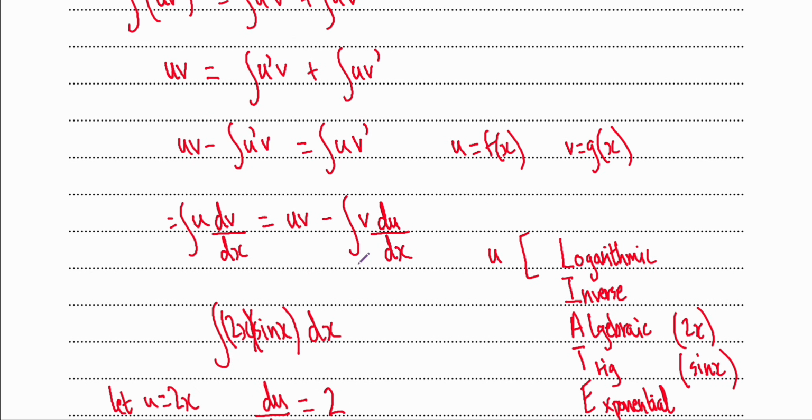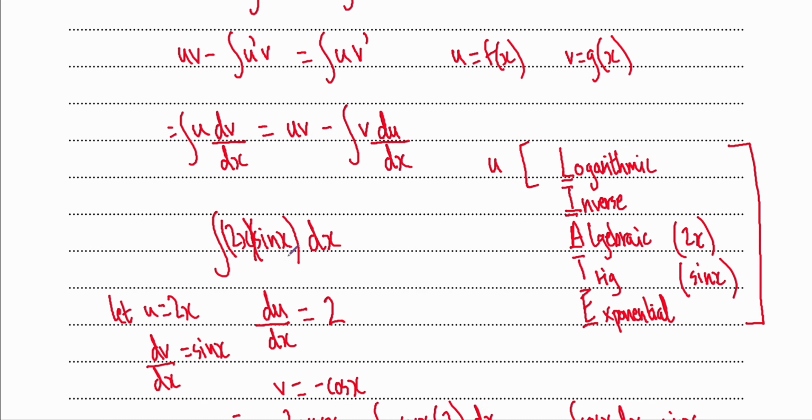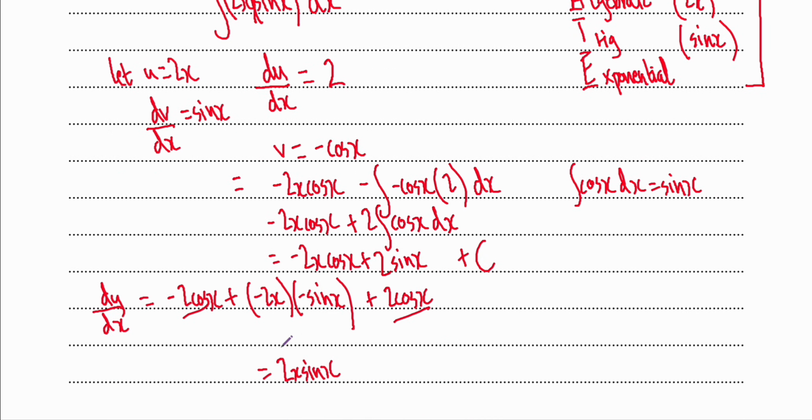And then to choose u, you use this whole thing right here. It's called LIATE because it's an acronym to remember. You let u equal whatever comes first of these. In our case, we had 2x and sine of x. 2x is algebraic and sine of x is trig. Algebraic comes before trig, so we let u equal 2x, and then we let dv/dx equal sine of x. Then from there, we find du/dx and we find v, and then it becomes very simple. We just take regular integrals, and we end up getting our answer.